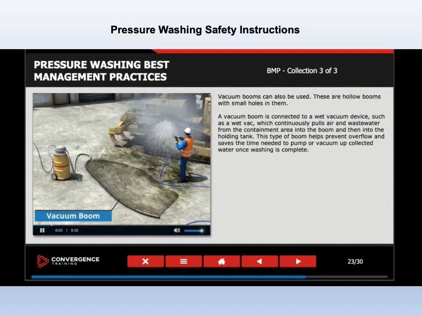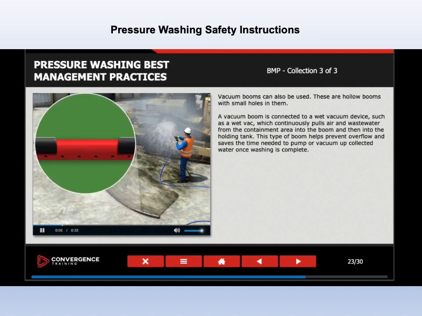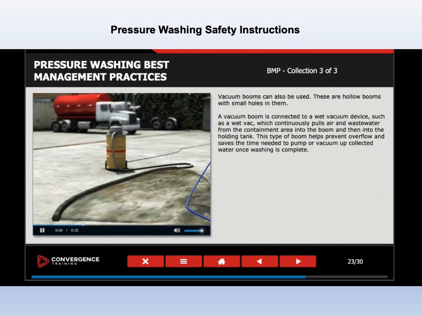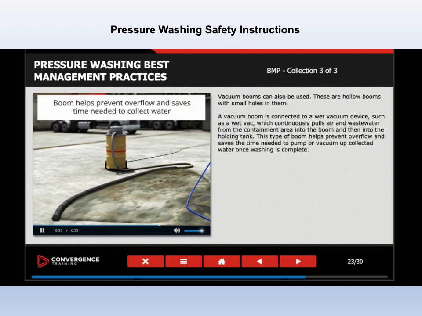Vacuum booms can also be used. These are hollow booms with small holes in them. A vacuum boom is connected to a wet vacuum device such as a wet vac, which continuously pulls air and wastewater from the containment area into the boom and then into the holding tank. This type of boom helps prevent overflow and saves the time needed to pump or vacuum up collected water once washing is complete.